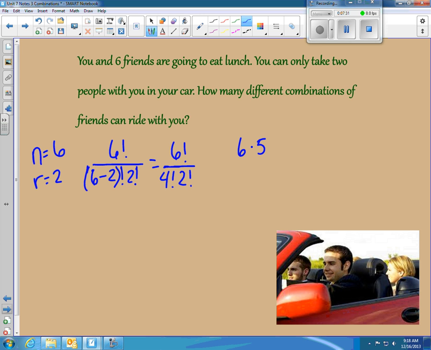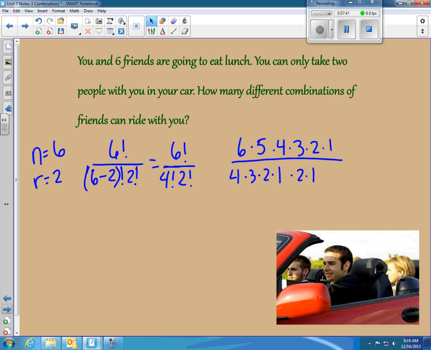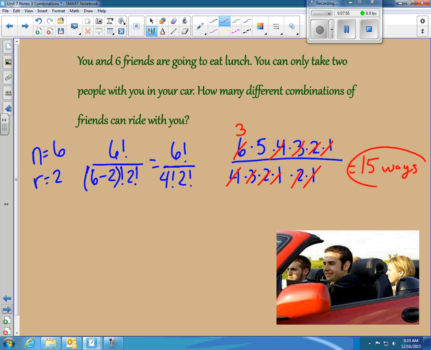6 times 5 times 4 times 3 times 2 times 1 over 4 times 3 times 2 times 1 times 2 times 1. Okay, so cancel out anything that we can. The 4s, the 3s, the 2s, the 1s. Again, we know that dividing by 1 is not going to change it, and we can simplify the 6 and the 2 into a 3 on the top. So there are 15 different ways that you can choose friends to ride with you.